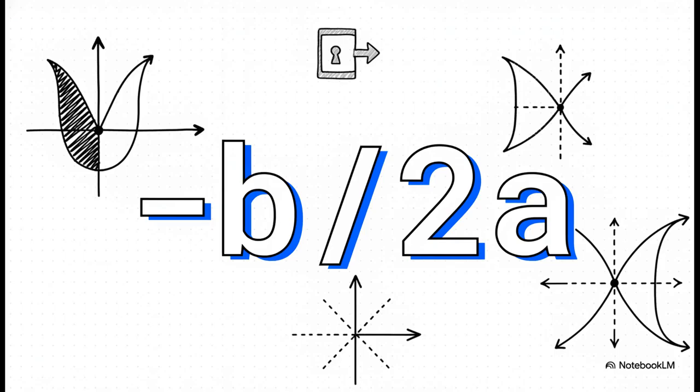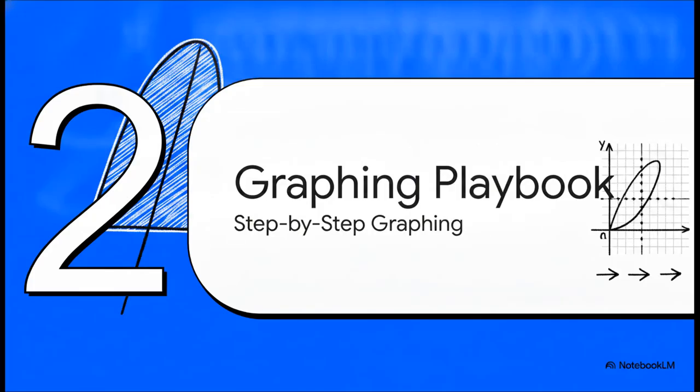The big takeaway is that anytime you're staring down a quadratic in standard form, calculating the exact x-coordinate of its vertex is literally as easy as taking negative b and dividing it by 2 times a. You absolutely do not need to complete the square. And honestly, you don't even need to find the x-intercepts first. Part 2. The graphing playbook.